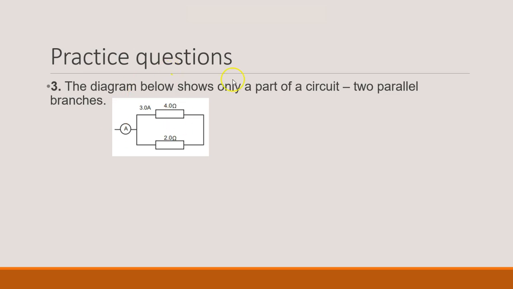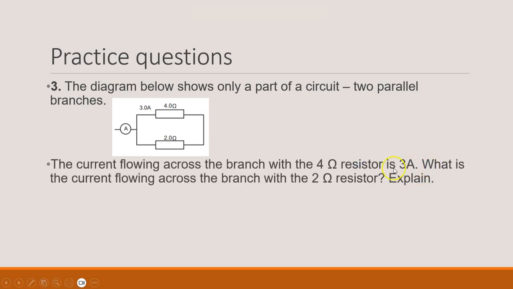The diagram below shows only part of a circuit. We can just see the two parallel branches of a circuit. Now, the one branch has a resistor of 4 ohms and the other branch has a resistor of 2 ohms. The ammeter reading here will measure the total current, and the 3 amps here represent the current on this 4 ohm branch. The first question asks us, what is the current flowing across the branch with a 2 ohm resistor?